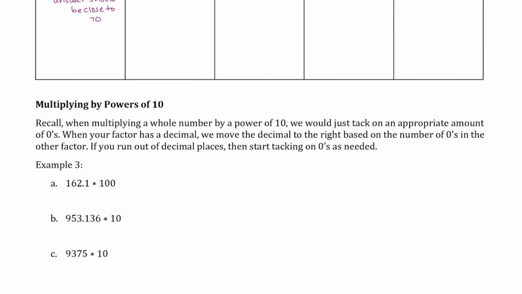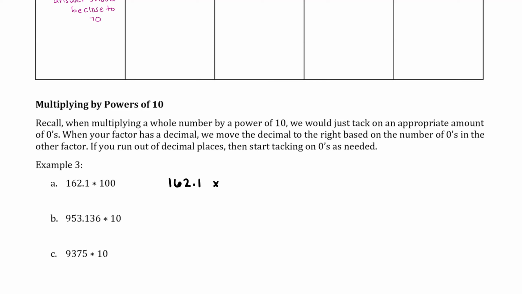So recall when you're multiplying a whole number by a power of 10, we just tack on the appropriate amount of zeros. When your factor has a decimal, instead of tacking zeros on, we're going to move the decimal to the right based on the number of zeros in the other factor. But if you do run out of decimals, then you'll start tacking on the zeros. Let's try it.